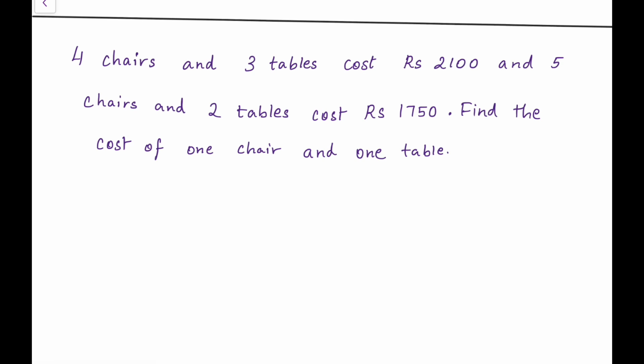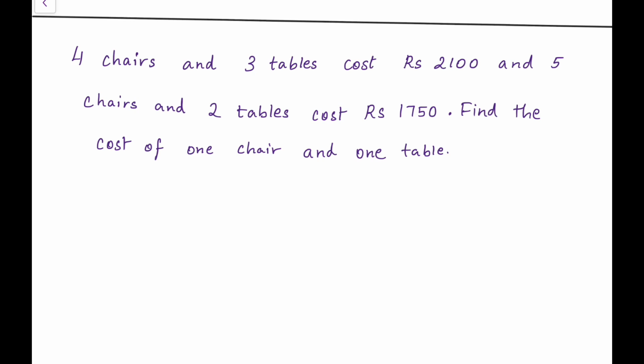4 chairs and 3 tables cost rupees 2100 and 5 chairs and 2 tables cost rupees 1750. So whenever you have 2 situations, 2 cases are given, then this question is related to the linear equation, because similar questions you will get in quadratic equations also.